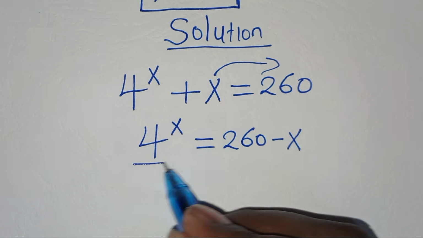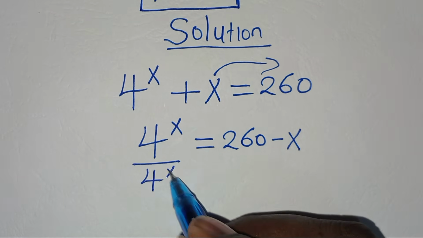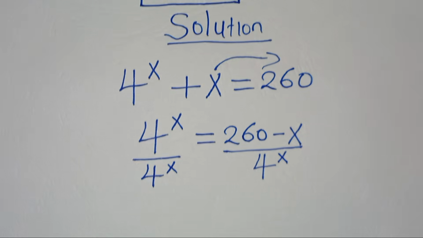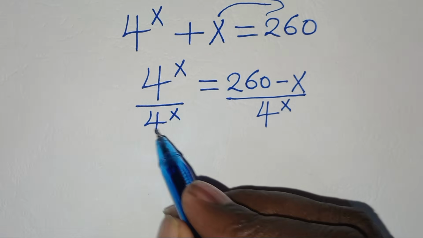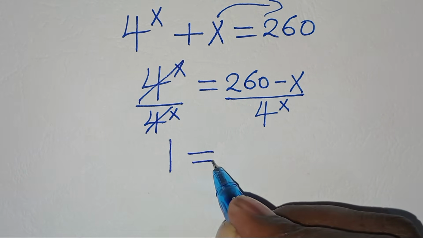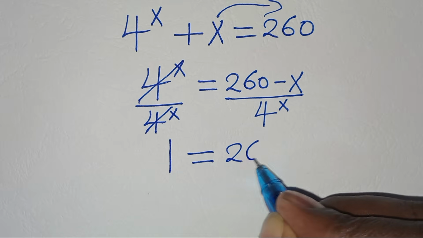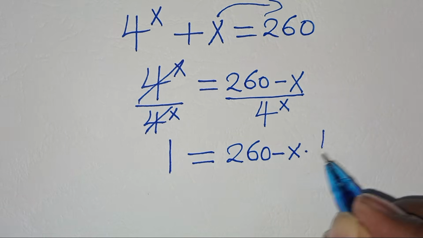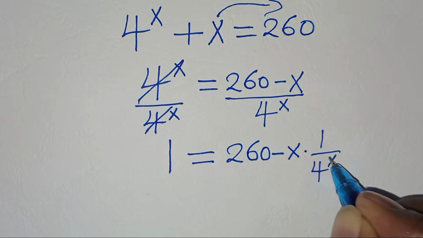The next step is to divide on both sides by 4 to the power of x. So let's divide here by 4 to the power of x. Now let's simplify 4 to the power of x here, so that we have 1 is equal to 260 minus x multiplied by 1 over 4 raised to the power of x.